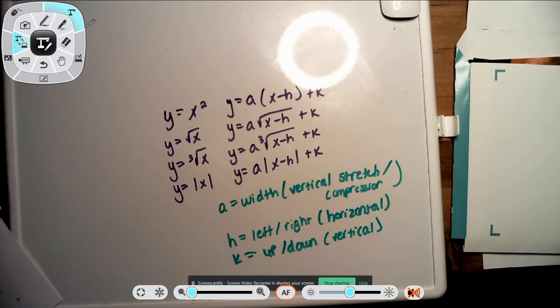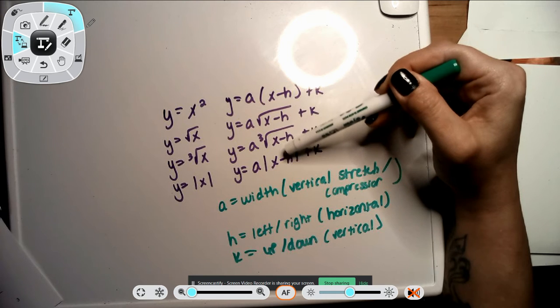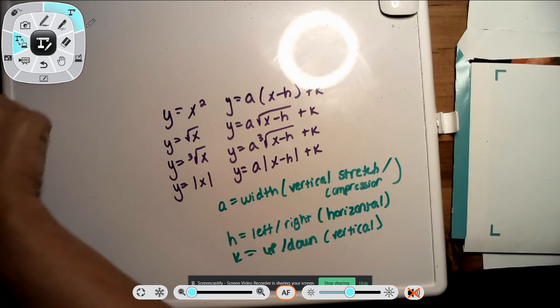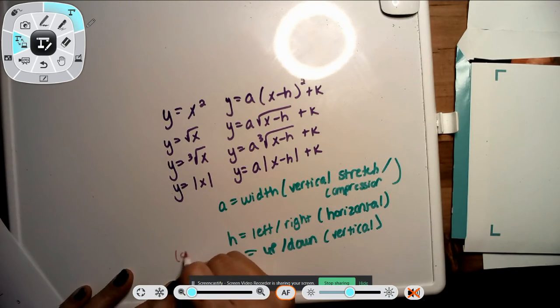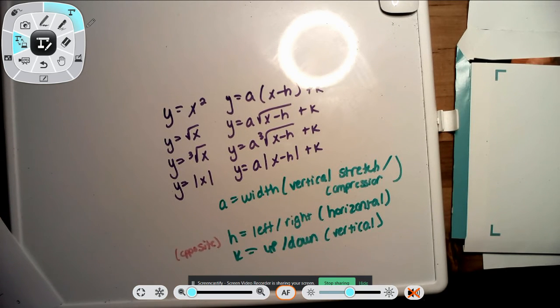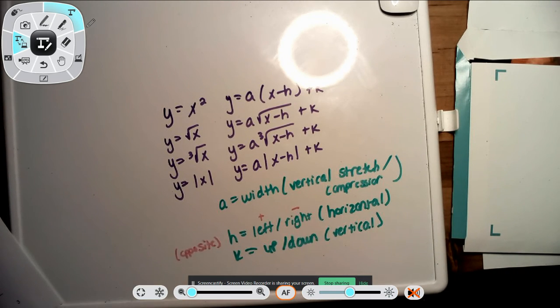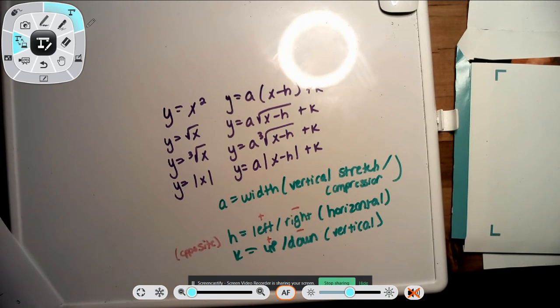Okay, so a couple things that I want to point out about this. We talked about this in class, and you guys would have seen it in the activity that we did. Because the inside of all of these is minus h, the left and right is always going to be the opposite of what you think. Okay, so we're going to put the word opposite here. And what that means is when we're moving left, it's actually going to be a positive. And when we're moving right, it's actually going to be a negative. Up and down work the same way. Up is positive, down is negative.